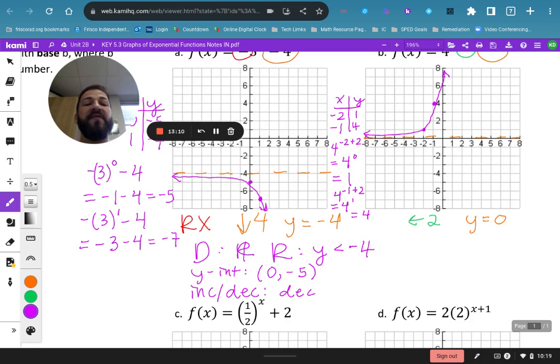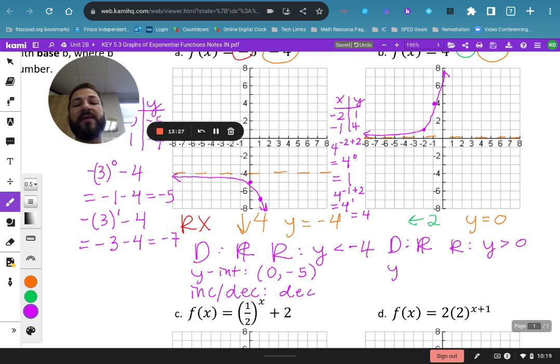So let's add in our key features real quick before I let you practice them on your own. So our domain is all real numbers still. That never changes. Our range this time, because we didn't shift up or down or reflect, is just going to be that standard parent function range of y is greater than 0.